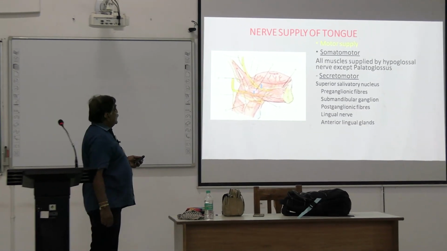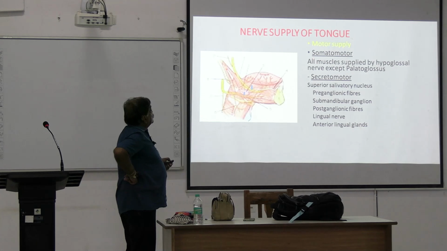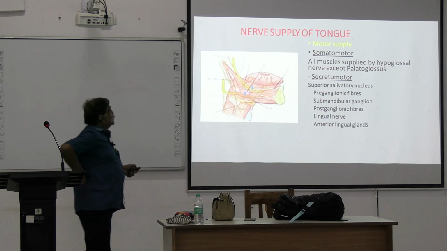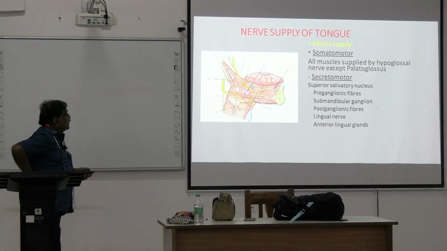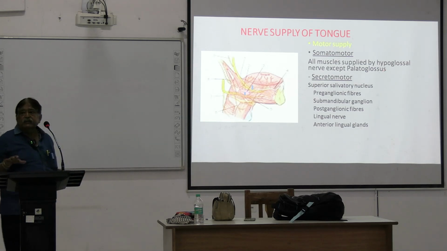Now, nerve supply. Somatomotor, all muscles supplied by hypoglossal nerve except palatoglossus.